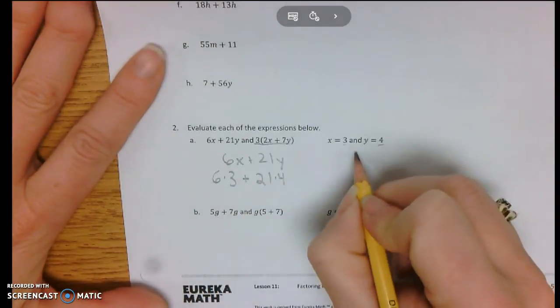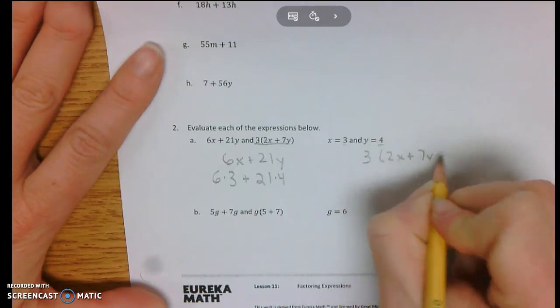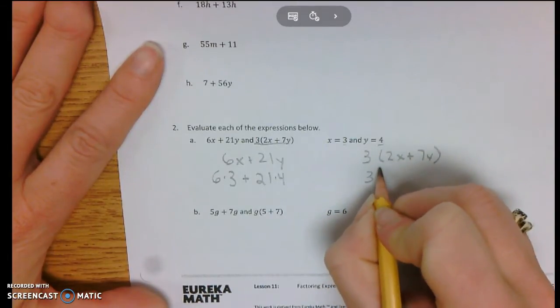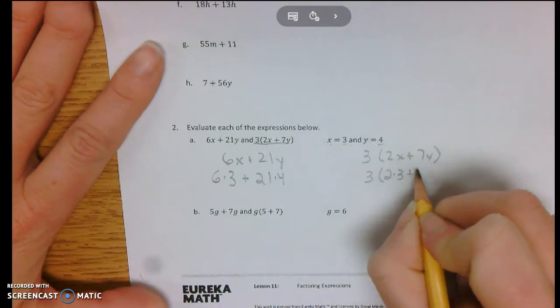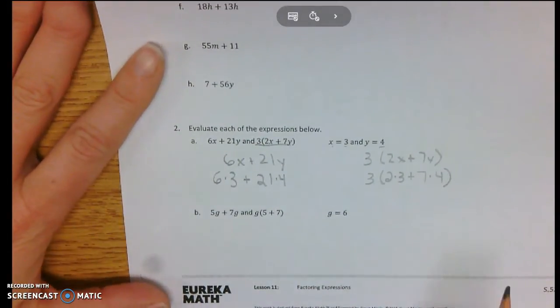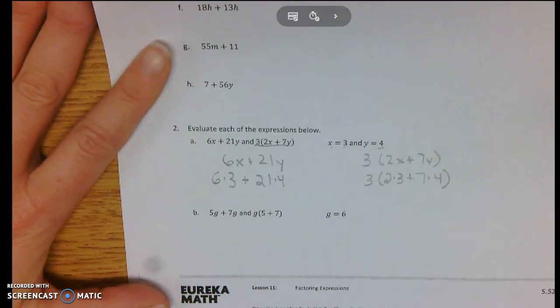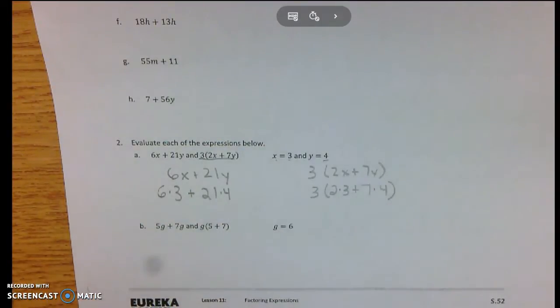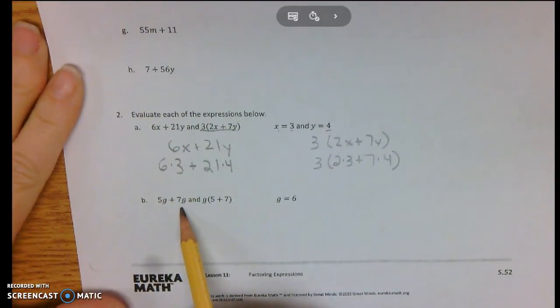And then you should do the same thing with this problem, 3 groups of 2x plus 7y. So you should rewrite that 3 groups of 2 times 3, because x equals 3, plus 7 times 4. And then you should solve that problem. And hopefully you will get the same answers for both, because that is the point of the distributive property. After you complete 2A, go ahead and solve 2B on your paper as well, and come and show that to me when you are finished.